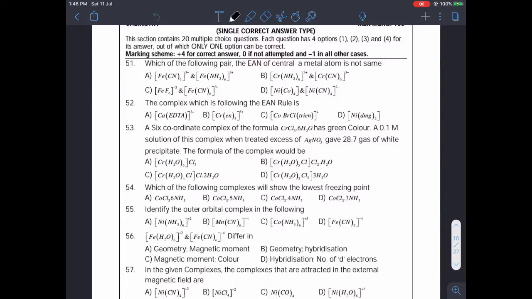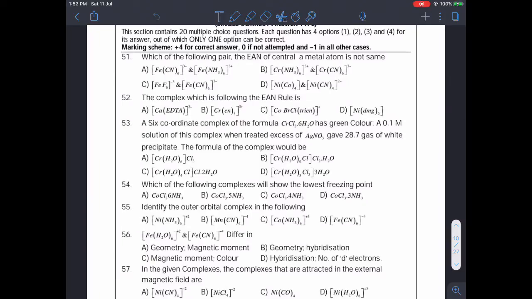Today I'm going to discuss coordination compounds. There are several parts of the coordination compound. In this video I'll be discussing the nomenclature, isomerism as well as the bonding aspect. So without any further delay, let's get started.